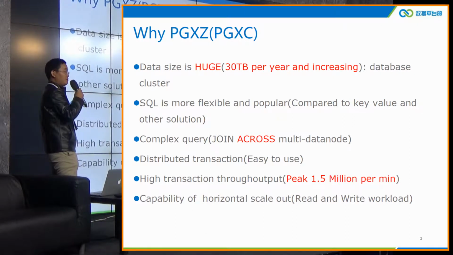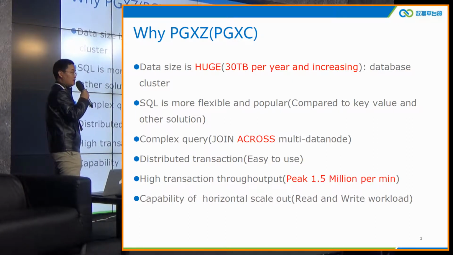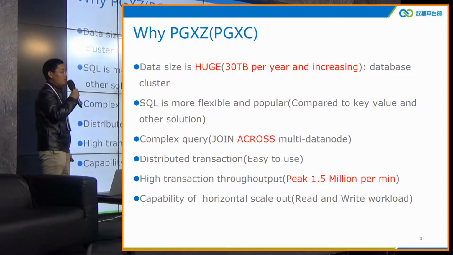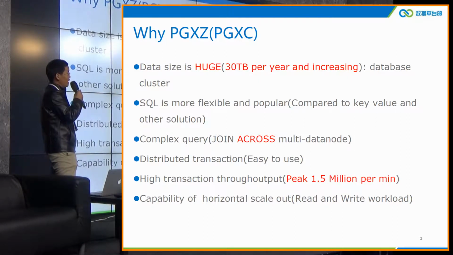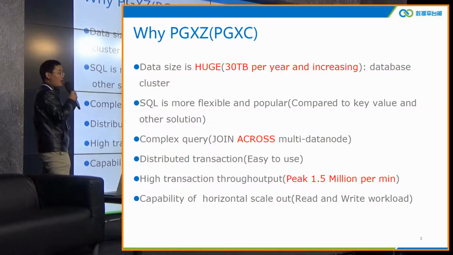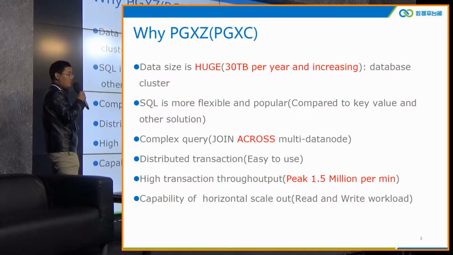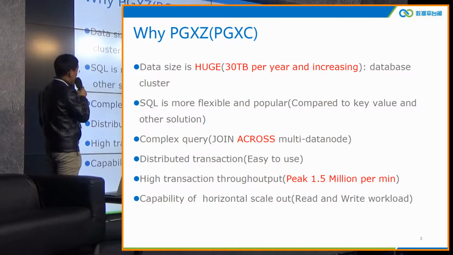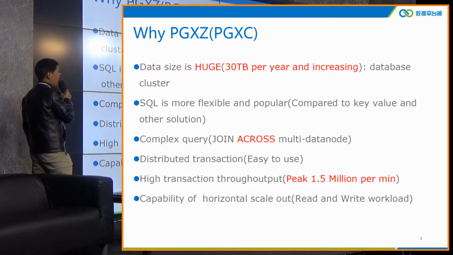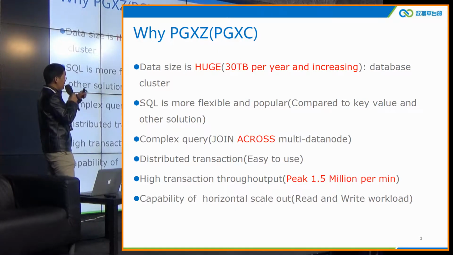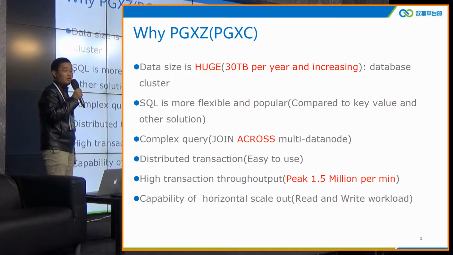First, just now I said the data set is huge. Every year we have 30 terabytes of data, and the data sets keep increasing. At present, we cannot have a single database instance to handle such a big size. And then, PGConf has an SQL interface, which is more flexible and popular, of course, compared to key-value solutions and other solutions like HBase.